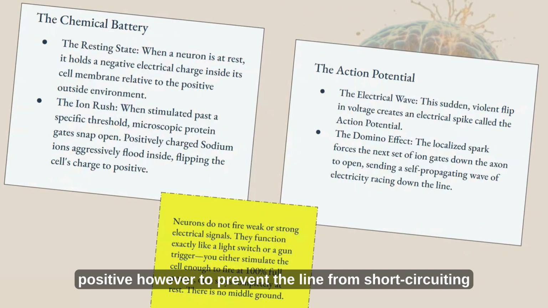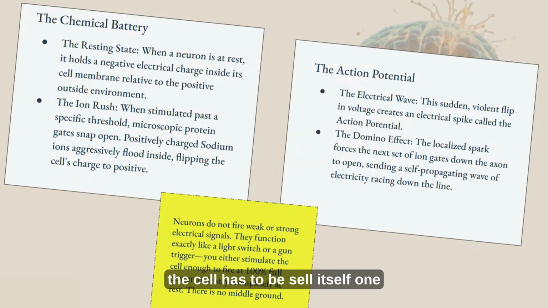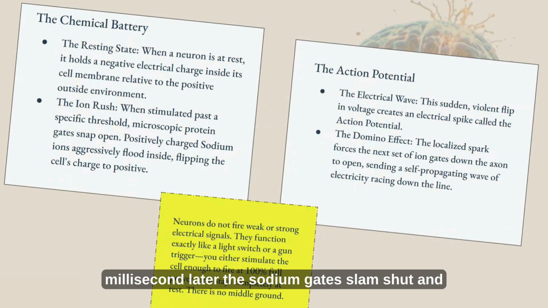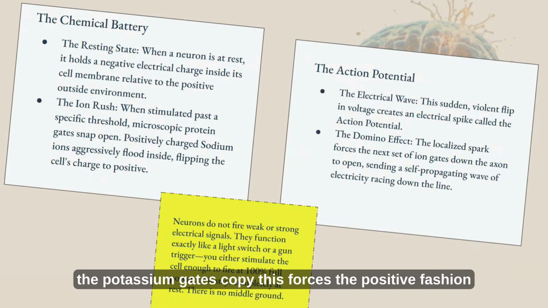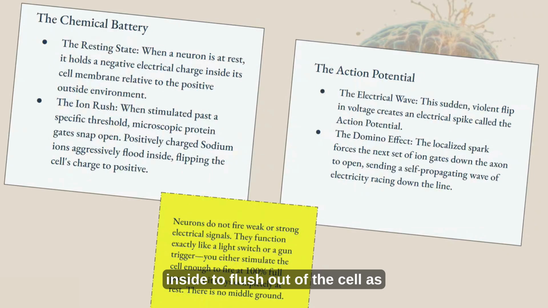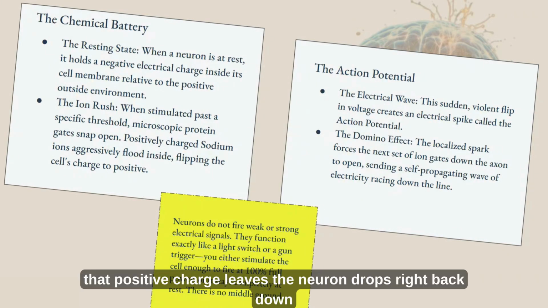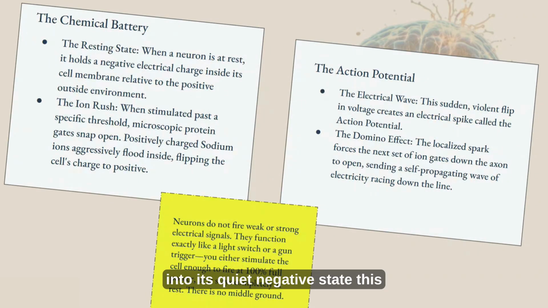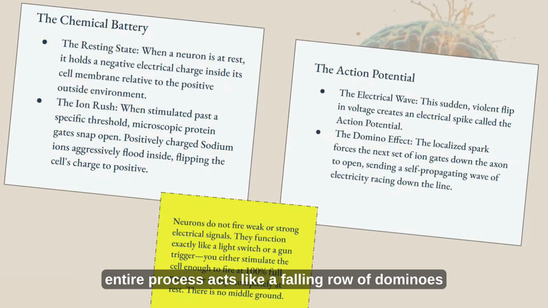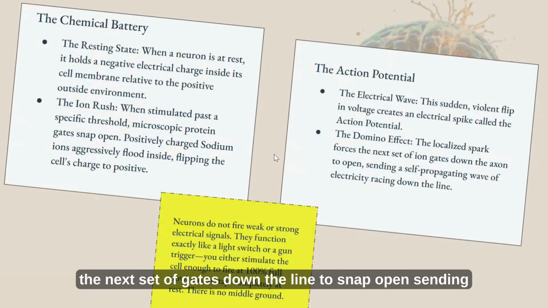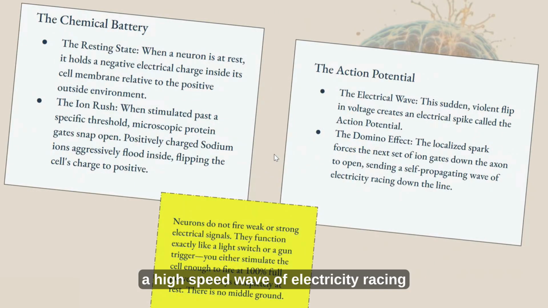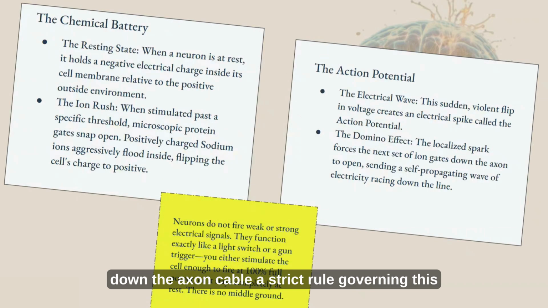However, to prevent the line from short-circuiting, the cell has to reset itself instantly. One millisecond later, the sodium gate slams shut and the potassium gate opens. This forces the positive potassium inside to flush out of the cell. As that positive charge leaves, the neuron drops right back down into its quiet negative state. This entire process acts like a falling row of dominoes or cards. The sudden electrical flip forces the next set of gates down the line to snap open, sending a high-speed wave of electricity racing down the axon cable.